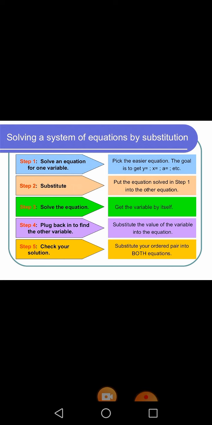Step 2, substitute, which means put the equation solved in step 1 into the other equation. Step 3, solve the equation, which means get the variable by itself. Step 4, plug back to find the other variable, which means substitute the value of the variable into the equation. Step 5, check your solution. And I told you it's not very important, but it's to check that your answer is right or not.